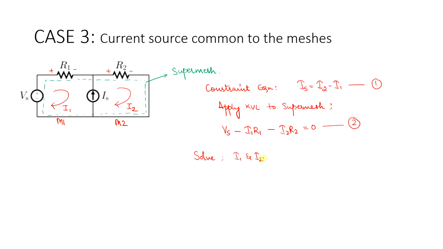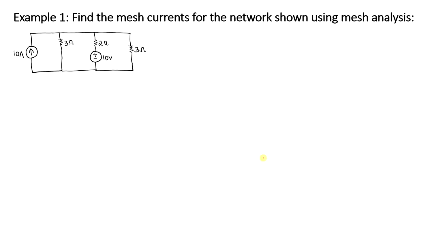Solve a numerical. Find the mesh currents for the network shown using mesh analysis. So you need to use all the three cases. If you have clearly understood all of the three cases, you need to apply that here. You need to identify the number of meshes. So how many meshes do you see in total? 3 meshes, right? So you have, this is mesh 1, this is mesh 2, this is mesh 3.